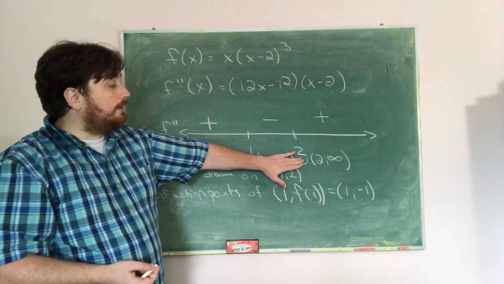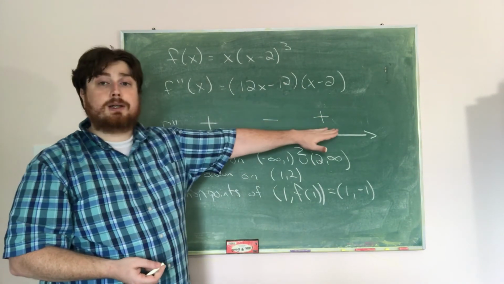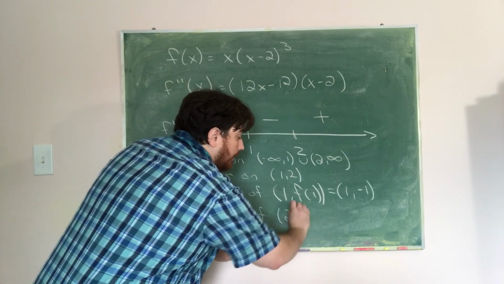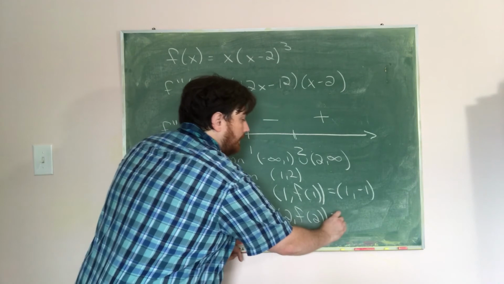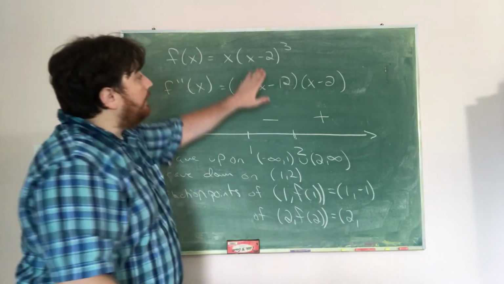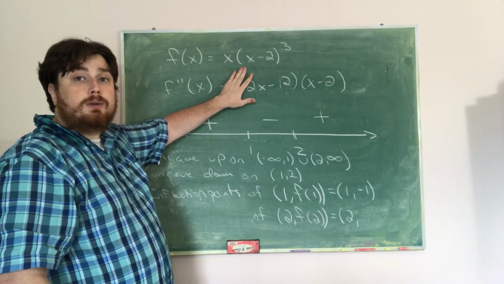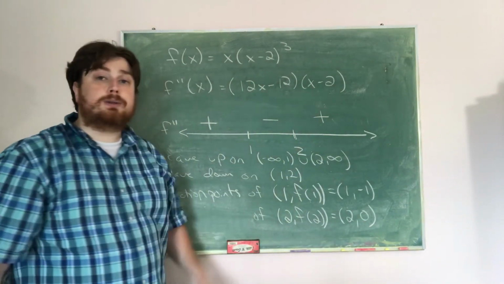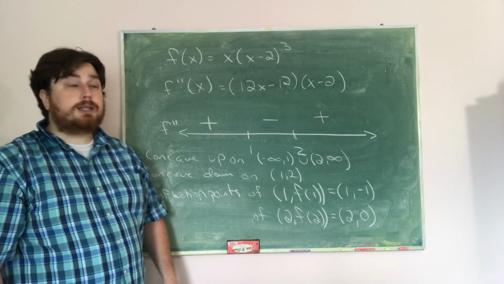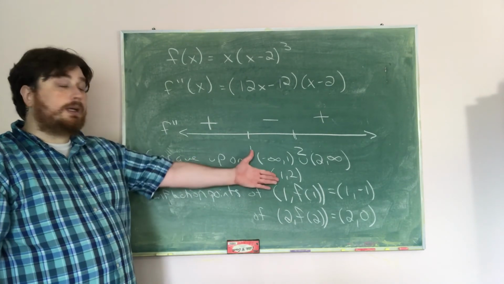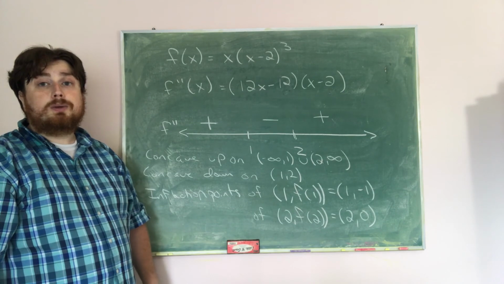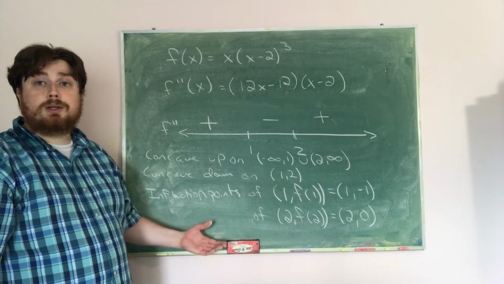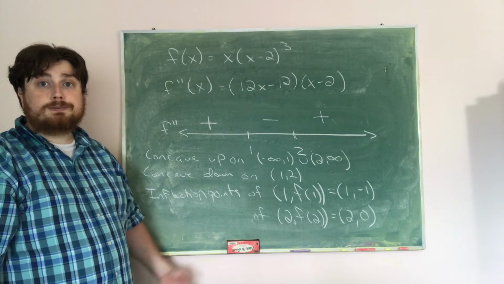Now we also have the concavity changing at 2 from concave down to concave up. That gives me another inflection point at 2, f of 2. If I plug 2 into the function, I get 2 times 0, which is 0. So we also have an inflection point at 2, 0. Now what we see is that our function is concave up on negative infinity to 1, union 2 to infinity. It's concave down on 1 to 2. And I have inflection points at 1, negative 1, and 2, 0.